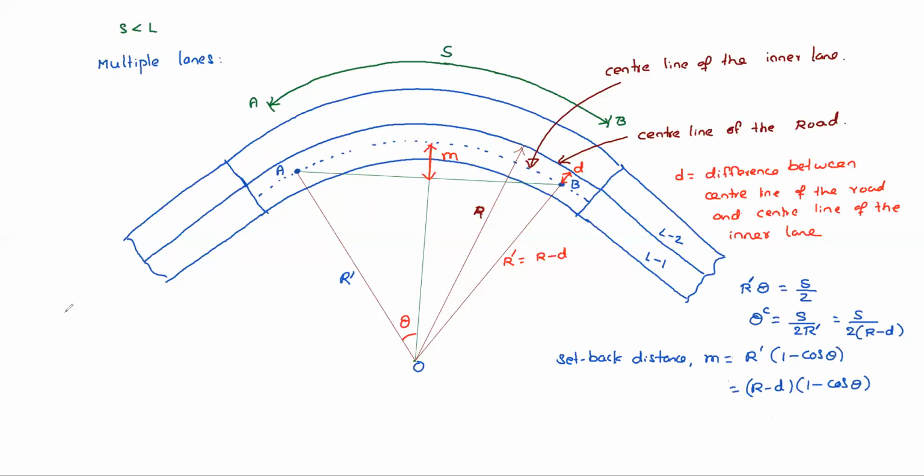Suppose here in a two-lane road, if lane width equals 3.5 meters, then D how much? See, half of the lane width. You can observe in the figure. Okay, D equal to obviously 1.75 meters.